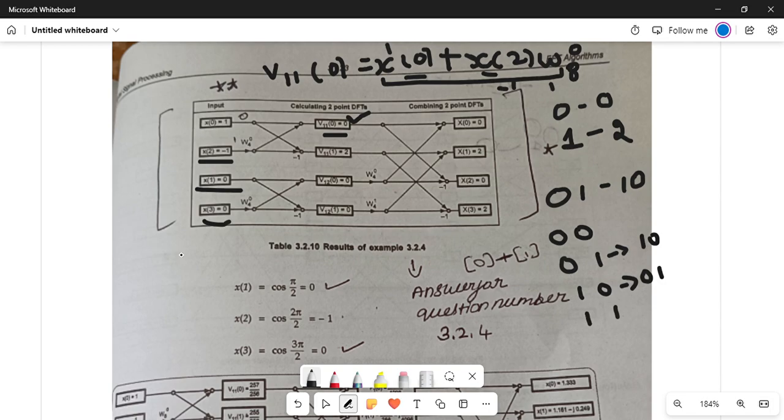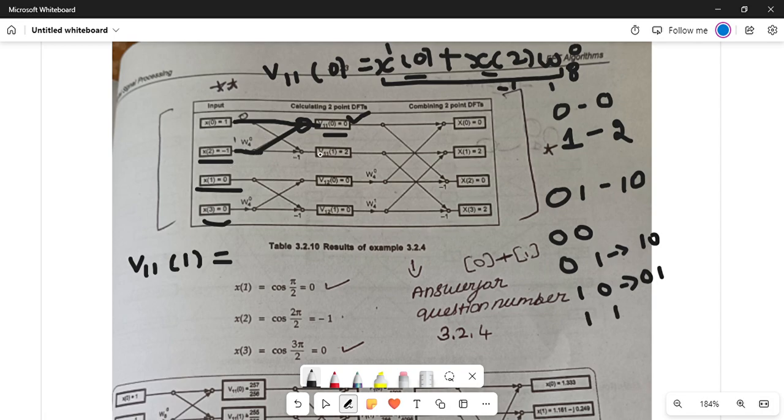Now for the second one, v11 of 1, you are supposed to find v11 of 1. You have to know how this is occurring. This x of 0 is coming here and joining here, and from x of 2 you get one diagonal line, which is joining this point, right? I guess you understood. So here your x of 0 and your value of x of 2 into omega 8 to the power of 0 are joining. That is why the equation is x of 0 plus x of 2 into omega 8 to the power of 0. I have already told you this.